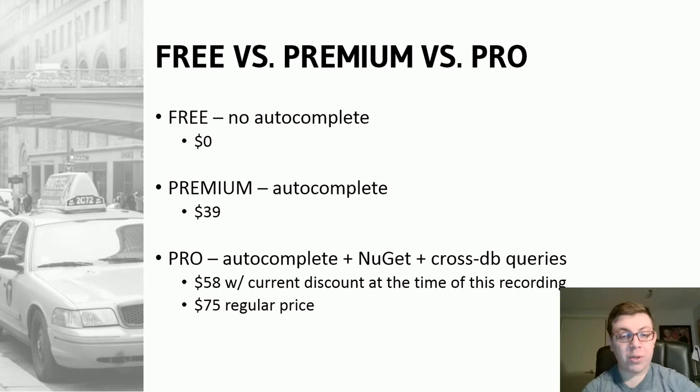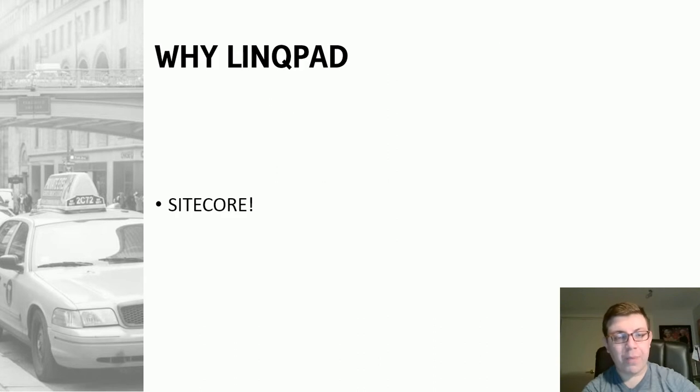There's also a pro version, which at the time of this recording has a special going on the website for $58. Regularly it's $75. What it does is it gives you autocomplete, and it gives you cross-database query capabilities. So if you have multiple databases, you can query against them. But what's more neat than that is it has NuGet integration. So if you're using NuGet libraries in your project, you don't have to figure out what files you need to copy over to reference. You just open up NuGet, tell it these are the packages that I'm working with, and it'll automatically import them for you into LinqPad. So that's cool.